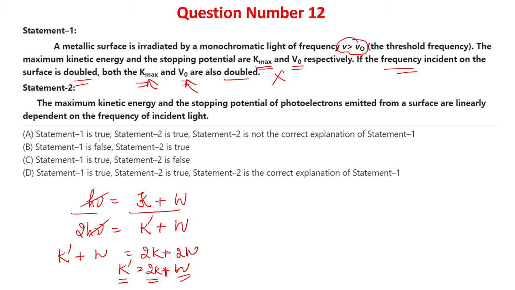So the false statement is written in only one choice, that is choice number B. First statement is false. Second is certainly true. Kinetic energy and stopping potential linearly depend upon the frequency of light. Very correct. Kinetic energy is given by h, a constant, into nu minus work function. So kinetic energy depends upon the first power of frequency, which means linear dependence. So option B would be the correct option.